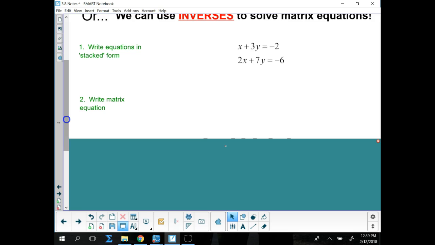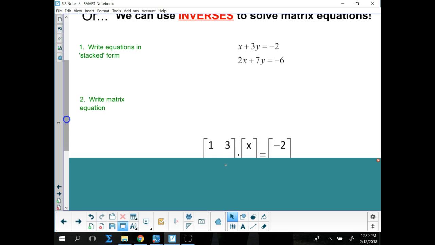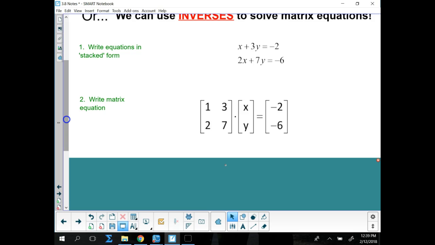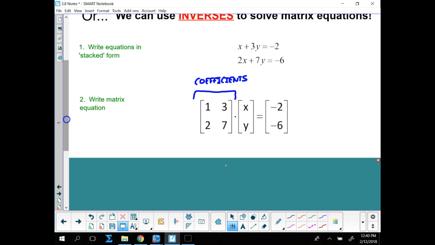Next, what I'm going to do is convert my stacked form into matrix form. Okay? So what I mean by that is, this first matrix is my coefficients. Left to right, top to bottom, in that same order. Kind of like Cramer's rule, right? The denominator of Cramer's rule. That's the coefficient matrix.